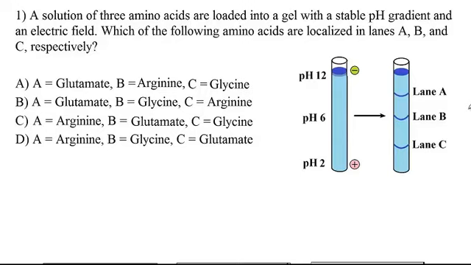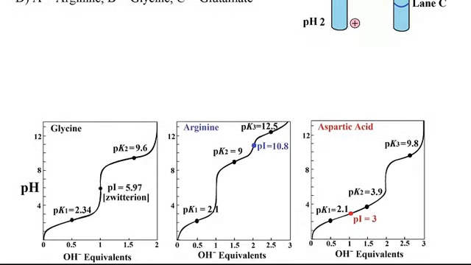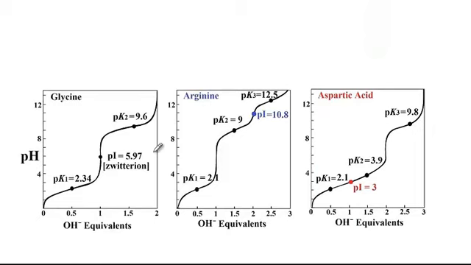All right, hopefully you had enough time to review this question. So now let's review the answers here. So what we are having here is a neutral amino acid, an acidic, and a basic one. And here I provided you with a graph. Glycine has an isoelectric point of about 6, 5.97. Arginine has isoelectric point of 10.8, and aspartic acid has isoelectric point of 3.